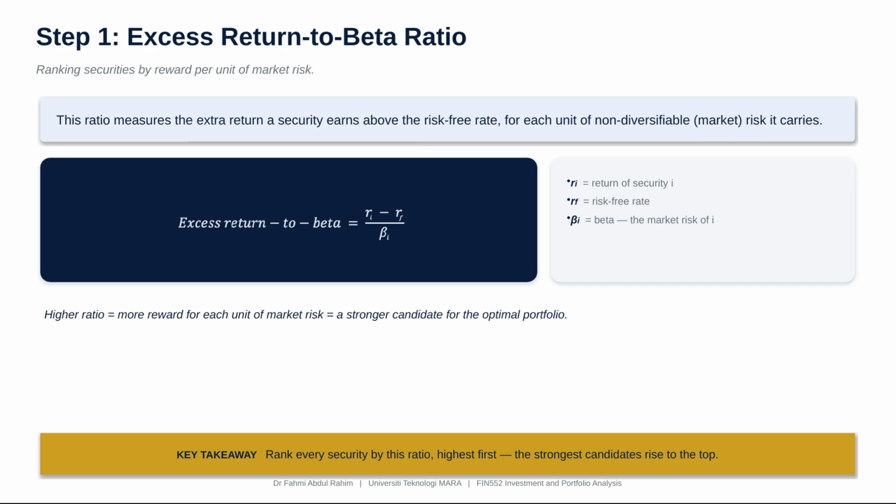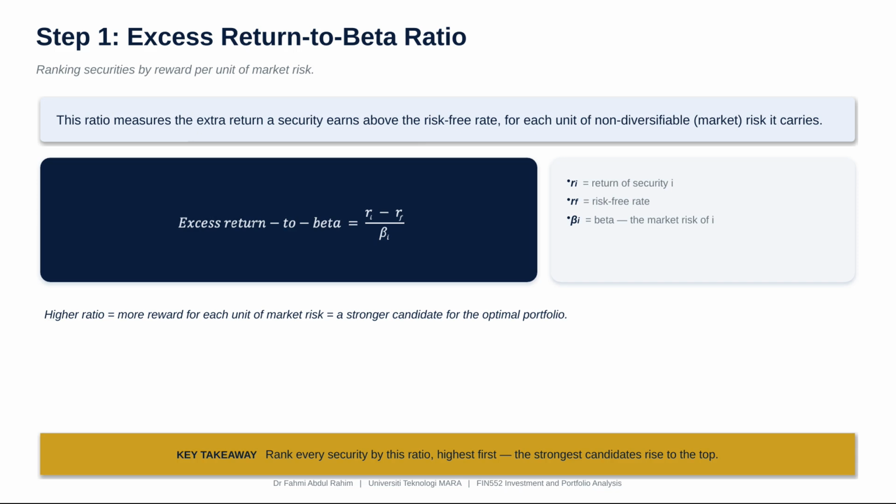A higher ratio means a security gives more reward for each unit of market risk, making it a stronger candidate for the optimal portfolio. The takeaway: rank every security by this ratio, highest first, so the strongest candidates rise to the top of the list. We will compute this for real stocks shortly.